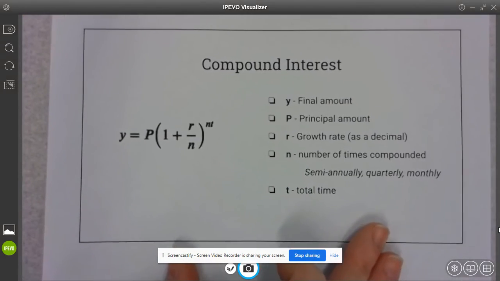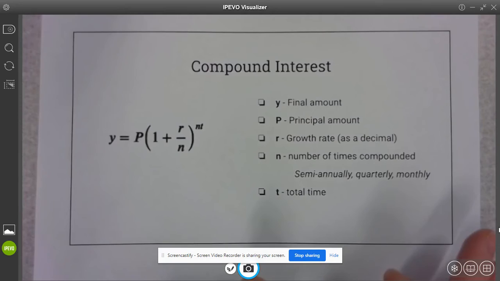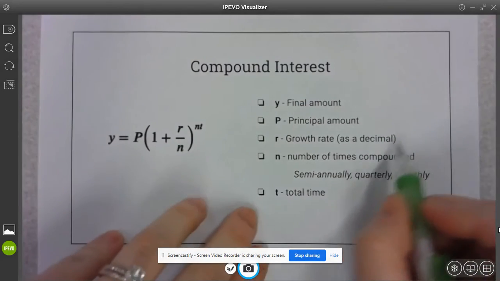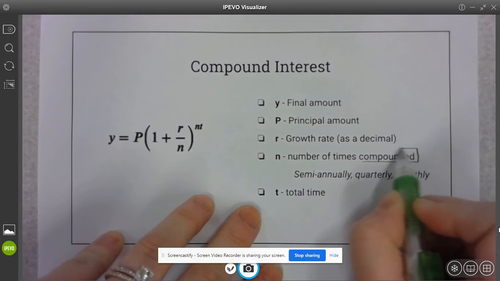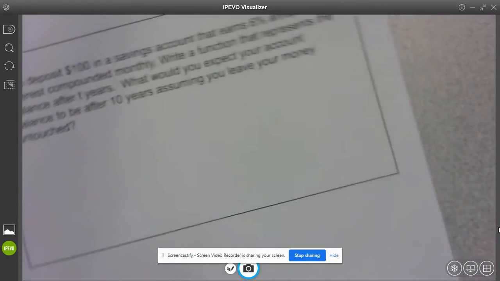The last thing we're going to look at is actually a new formula. This is compound interest, and this only applies if you see the word compounded in your word problem. If you do not see the word compounded, you do not use this formula. So principal amount is your initial deposit into this account. This is a simple example of how money grows in a bank account. And so we're going to use this formula for any question that says the word compounded.